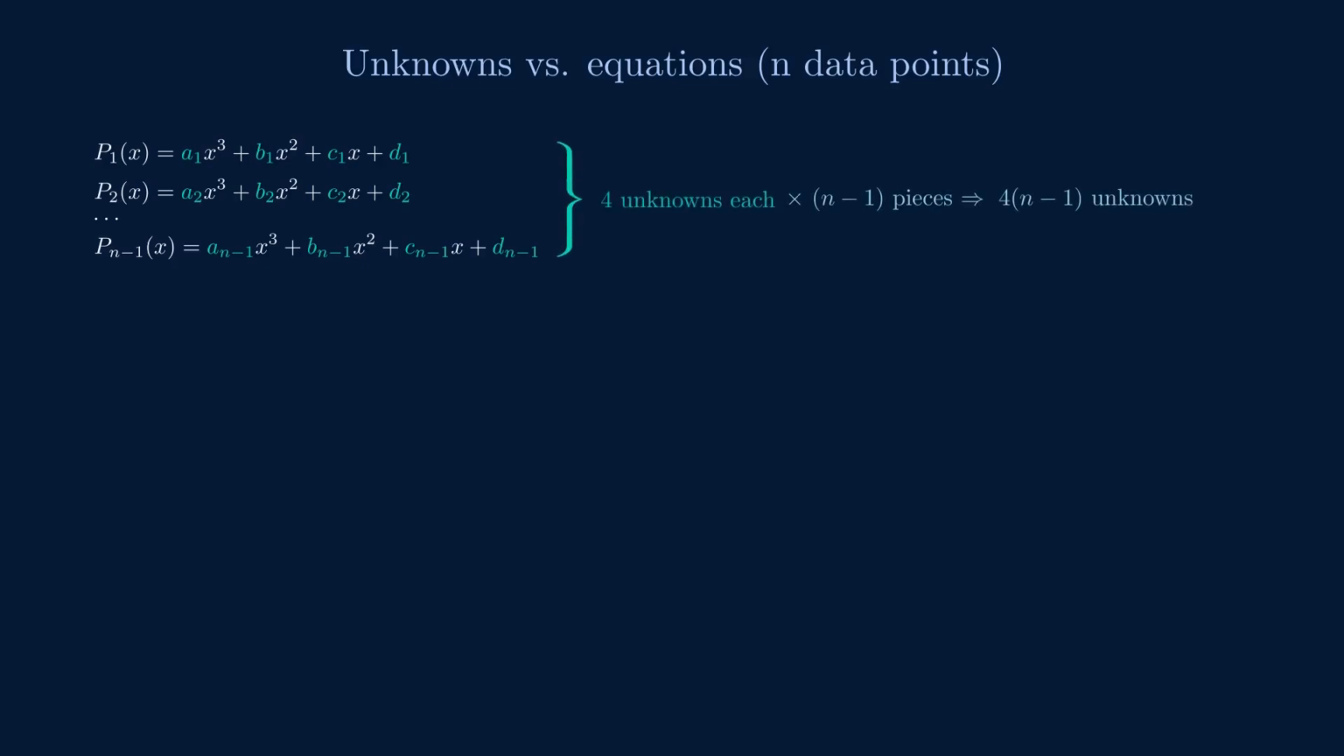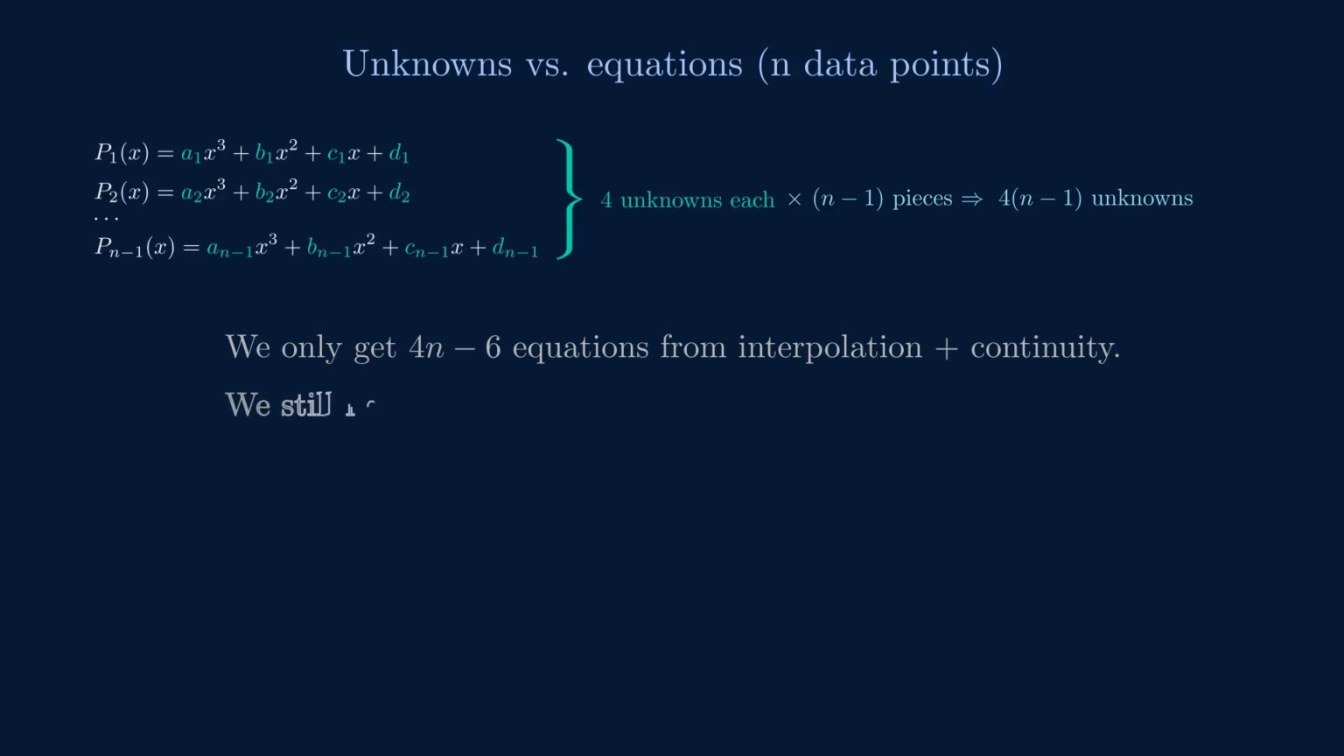That means 4(n-1) unknowns in total. But from interpolation and smoothness conditions, we only get 4n-6 equations. So we are missing 2 more equations.